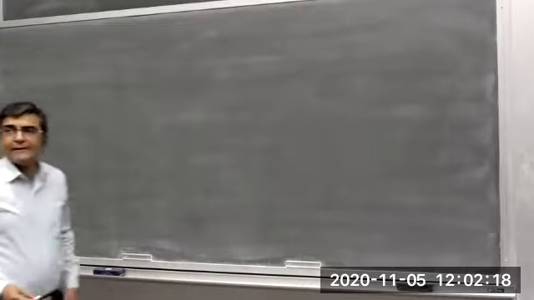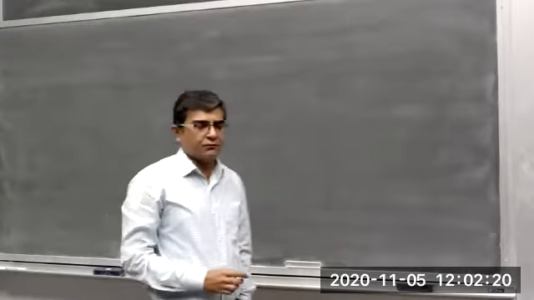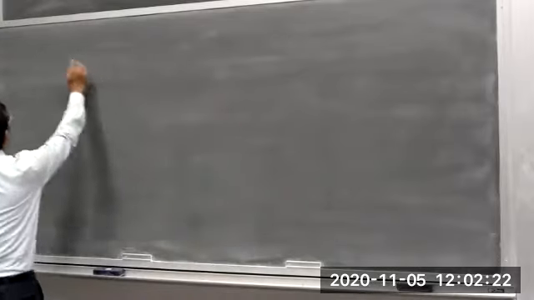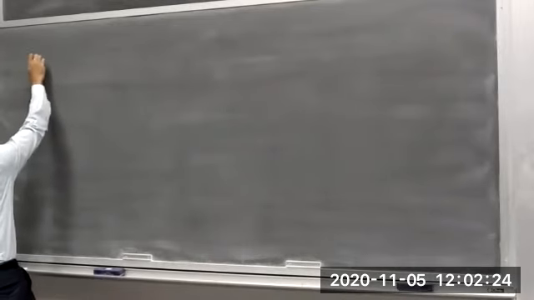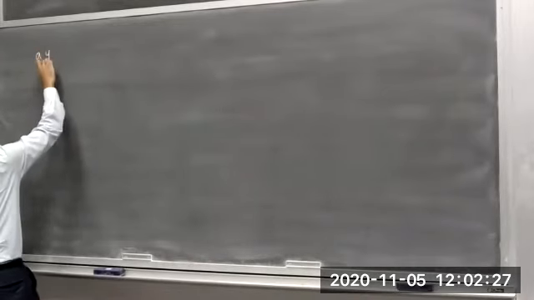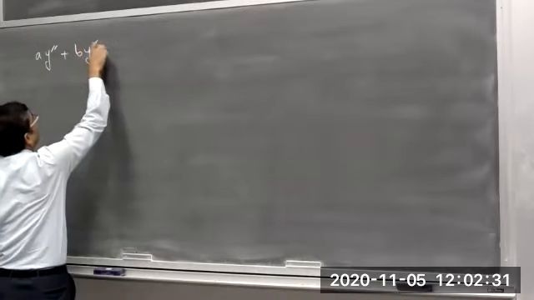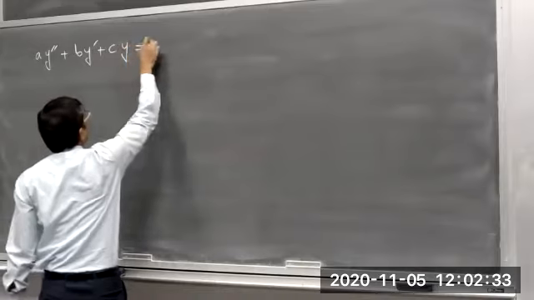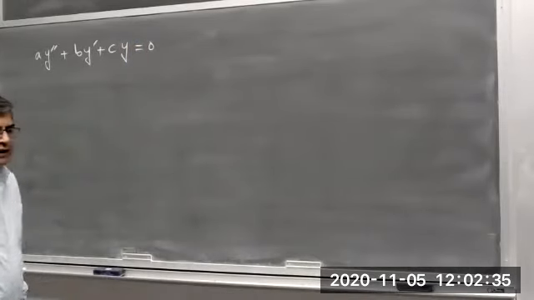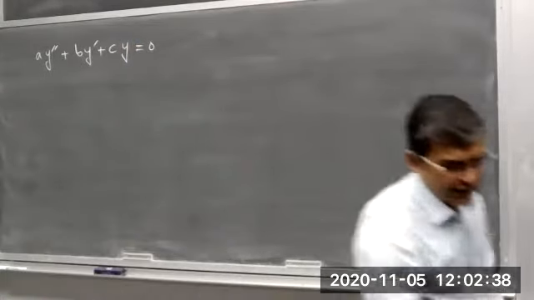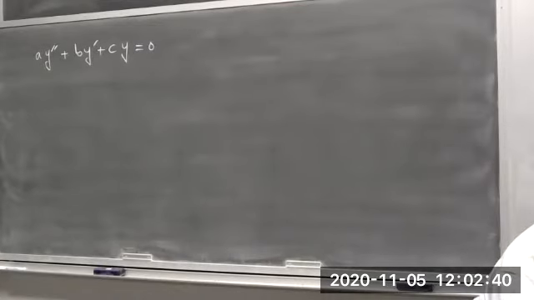In the previous lecture, we were discussing second order differential equations with constant coefficients and their roots. For example, if we have a differential equation of this kind, a y double dash plus b y dash plus c y equal to 0, then I told you what is the auxiliary equation or characteristic equation. We need to first find the characteristic equation.